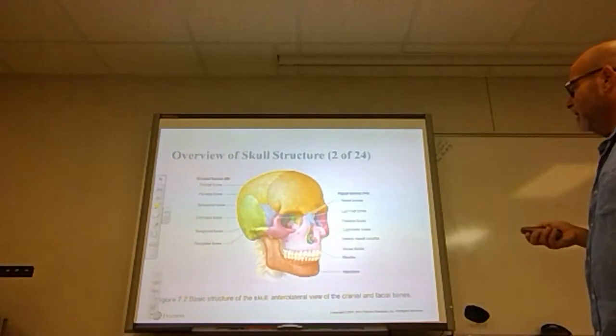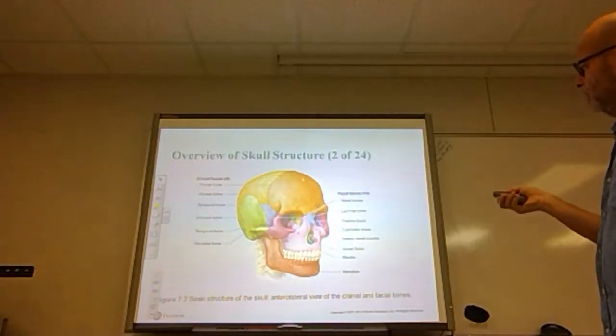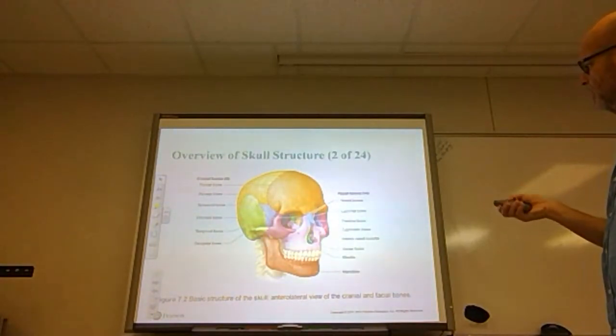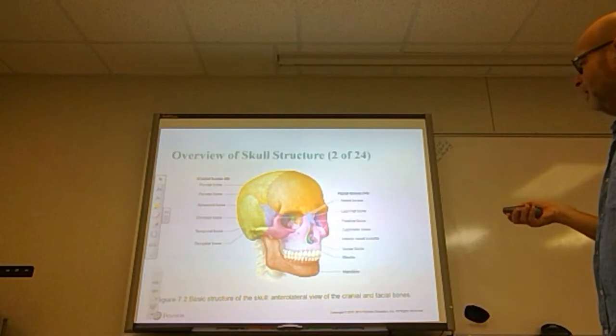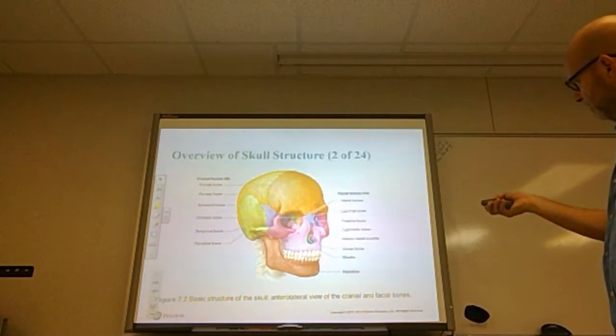And there's the picture of them. Here's the frontal bone. Here's the temporal bone. There's one of the parietal bones. The sphenoid bone, let's see if we can find it. It's right here. You have one on the other side as well.